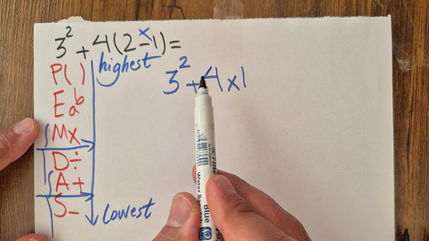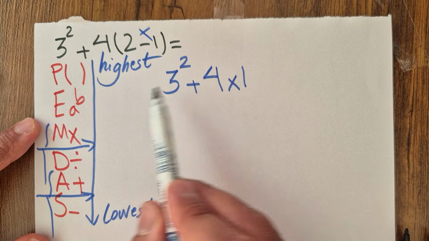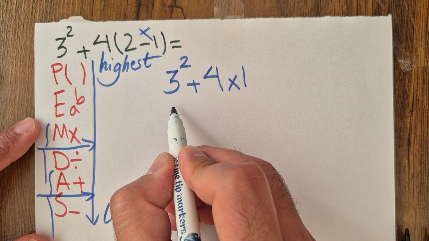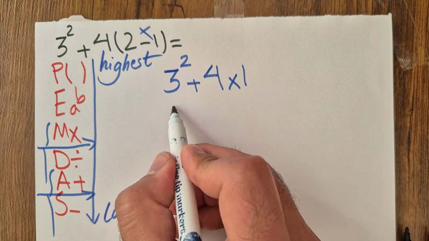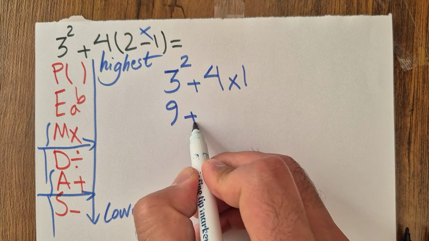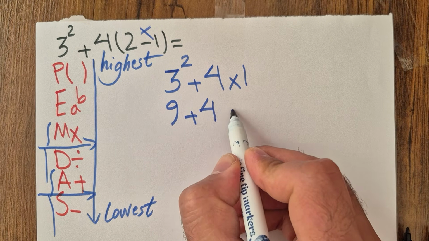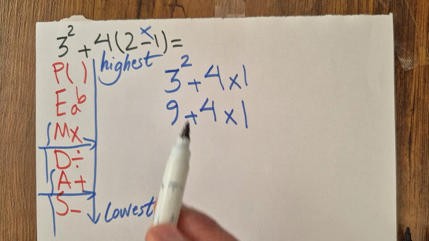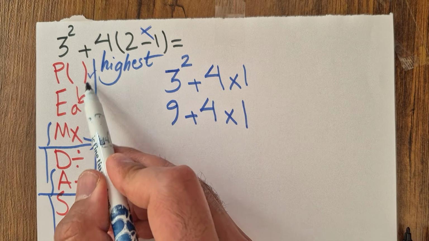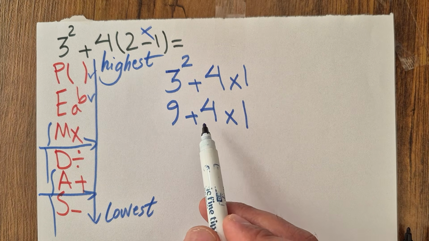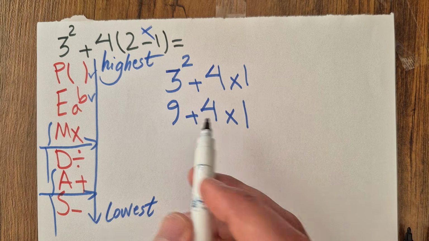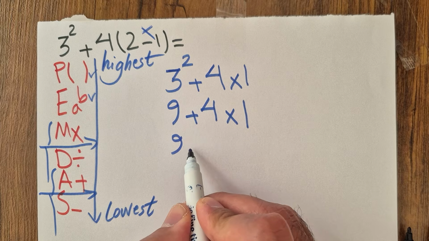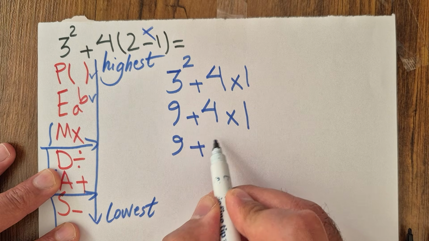Do we have any exponents? Yes, we do. There is an exponent here. So 3 squared gives us 9 plus 4 times 1. Okay, no more exponents and parentheses. Do we have any multiplication? Yes, we do. So 4 times 1, which just gives us 4.